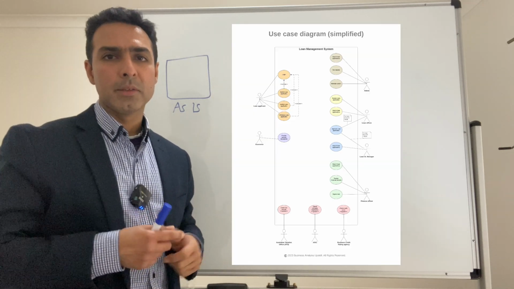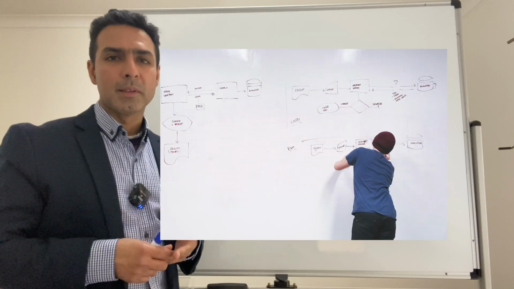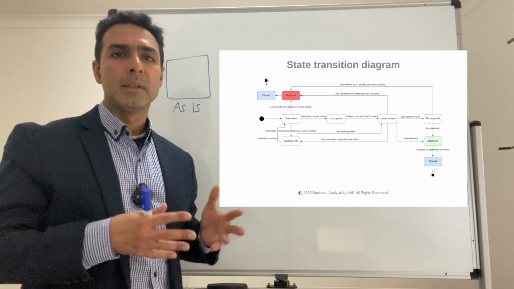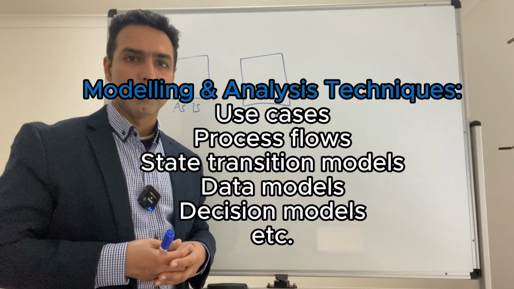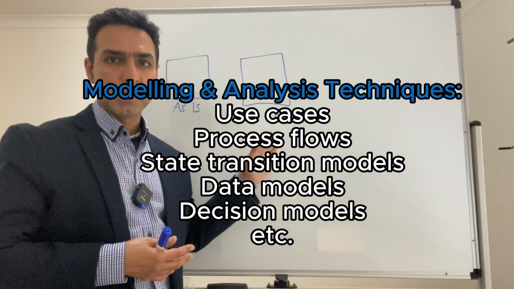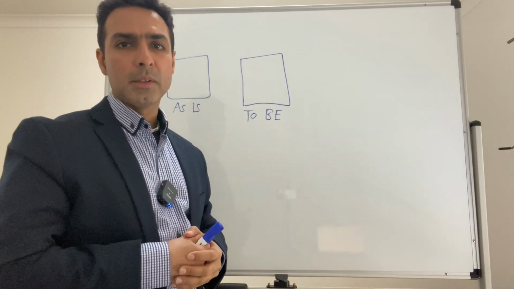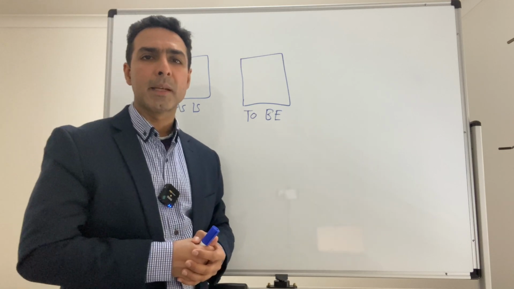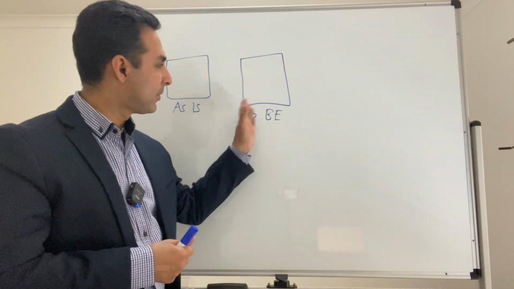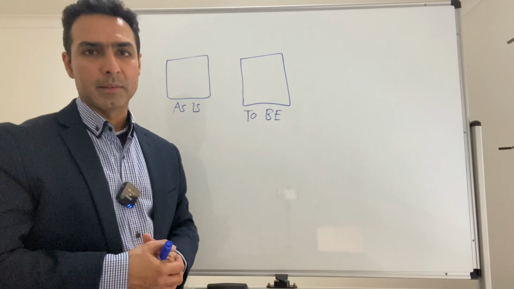Use case models or use case diagrams, process model diagrams, data models, state transition models, decision models, and so forth. There are many techniques available to define the requirements in the future state. So let's say you have made some use case models or process flow diagrams by talking to your stakeholders and understanding what exactly they want done in the future state. In our case, it's an internet banking system.